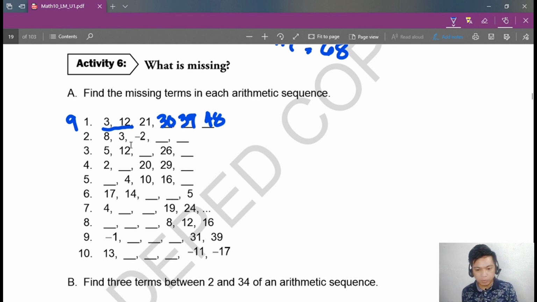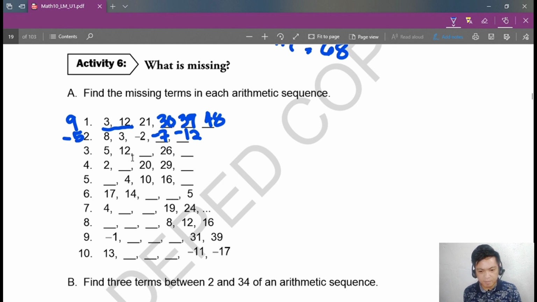For number 2 naman, so 2 consecutive numbers, 3 and 8. So, 3 minus 8 is negative 5. So, ang gawin natin, i-add lang natin dito. So, negative 2 minus 5 is negative 7. Negative 7 minus 5 is negative 12. The common difference dito, sa ganyan, negative 5.